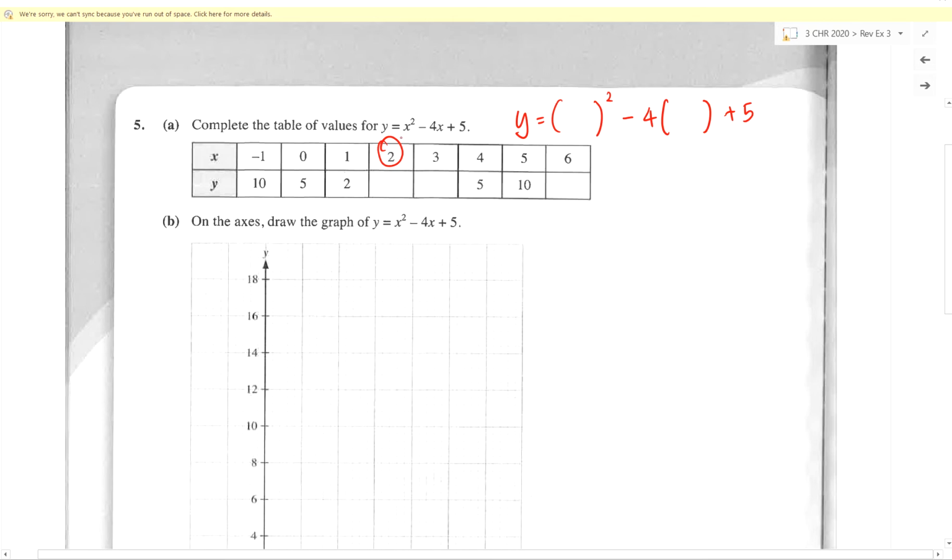x is now equal to 2. Put it in here, put it in here, 2 and 2. If you're not confident, use your calculator to help you. Key in exactly what you see. So we will end up with 9 minus 8, which is 1.